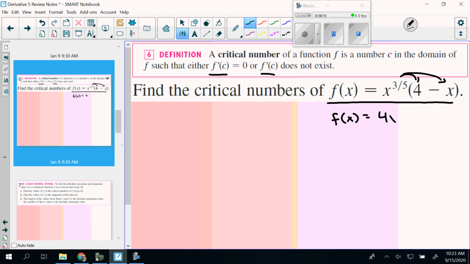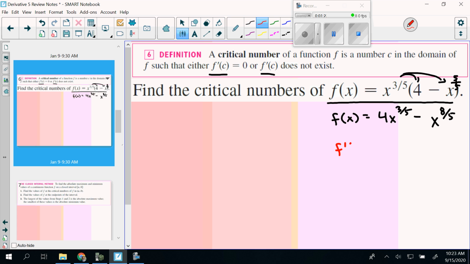We get 4x to the 3/5 minus, this is like x to the first. So if we're multiplying that, we want to add the exponents. 1 is also the same as 5 over 5. So if we add 3/5 and 5/5, we're going to get 8/5. So that's just another way to rewrite the function. Now let's find that derivative.